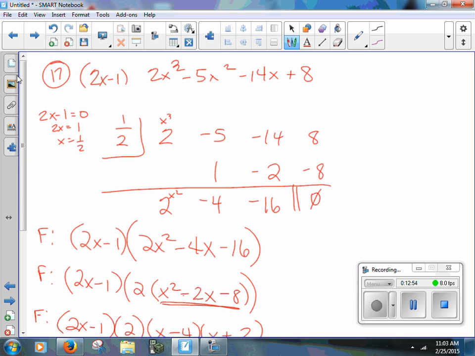What's the degree of that function? 3. What's it going to look like? 2 arms up, 2 arms down, 1 arm up, 1 arm down. Which way? 1 arm up, 1 arm down. Show me with your arms what it's going to look like. Close your eyes. Close them right now. Show me with your arms what a 2x cubed function is going to look like.